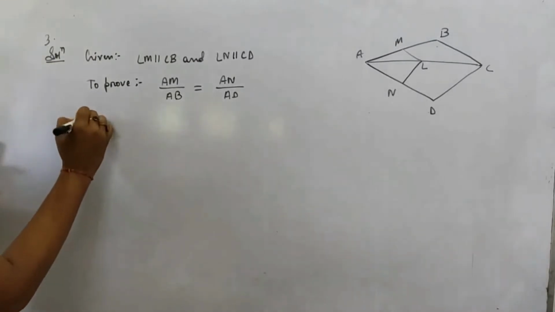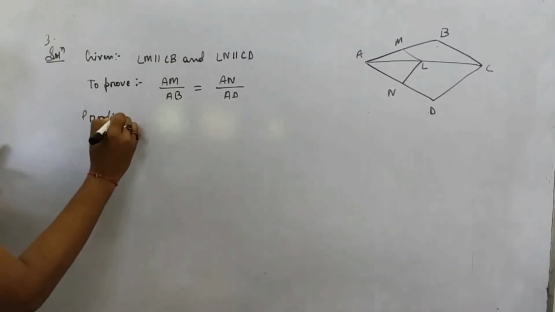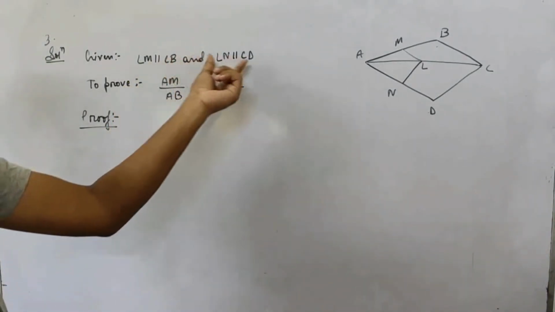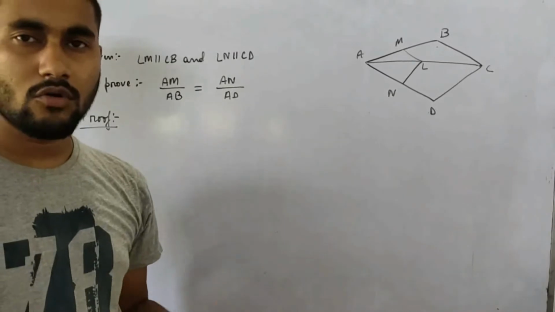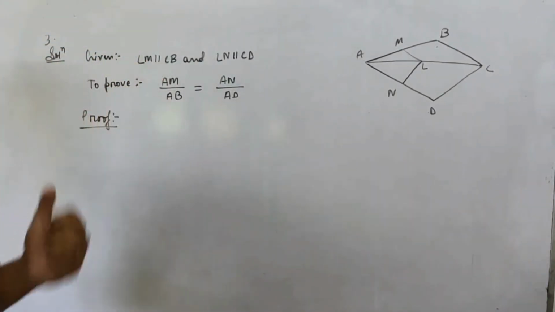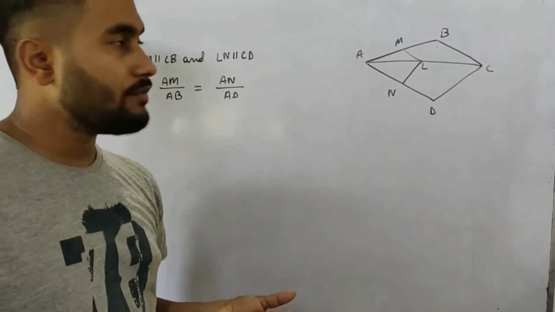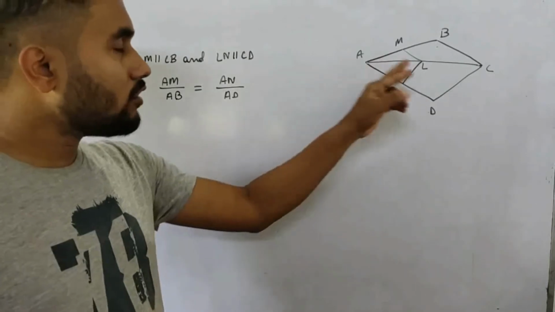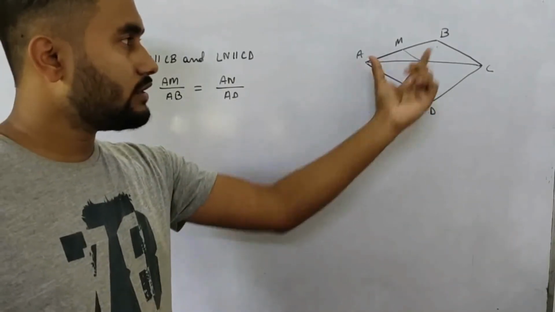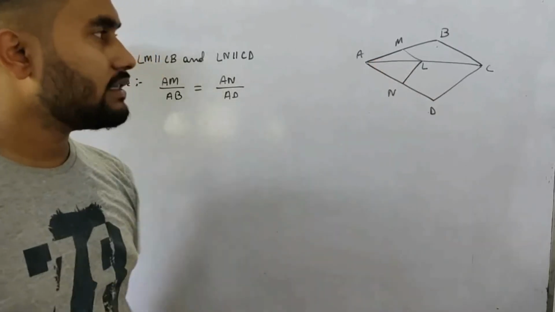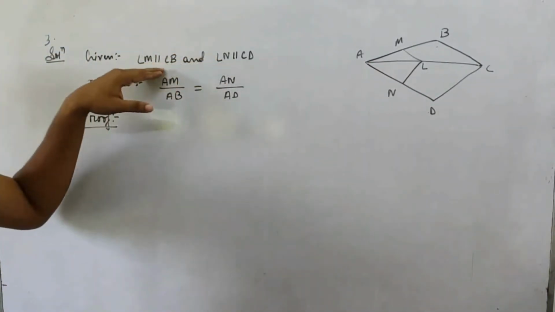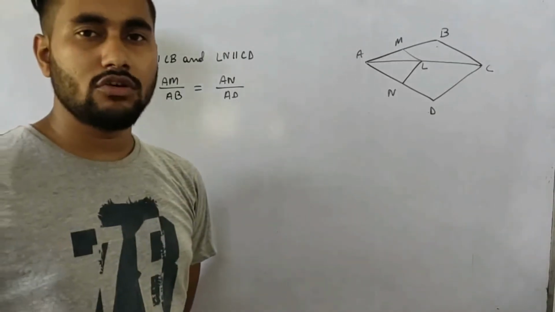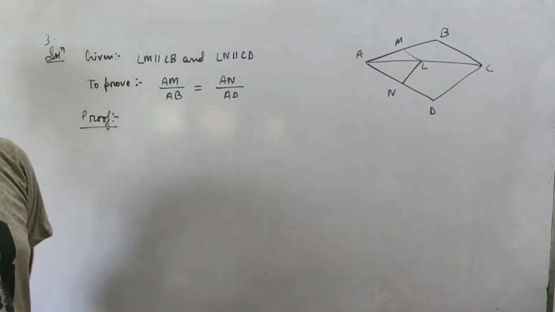So now the proof. How to prove this? You see, parallel lines are given, so we have to use the basic proportionality theorem, or Thales theorem. For using Thales theorem, we have to know in which triangle this is parallel. We have to find the triangle. There are a lot of triangles. This one is a triangle, this one is a triangle, so two triangles are there. In these two triangles, we have to see which triangle each parallel line belongs to. After that, we will use the basic proportionality theorem and we will get the ratio.